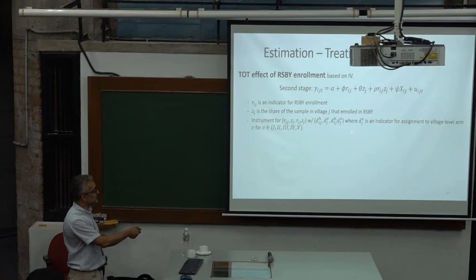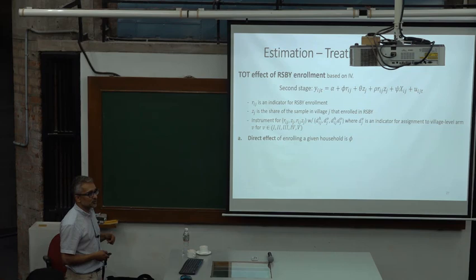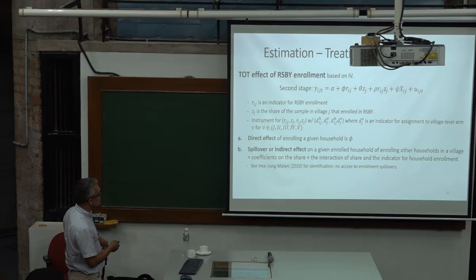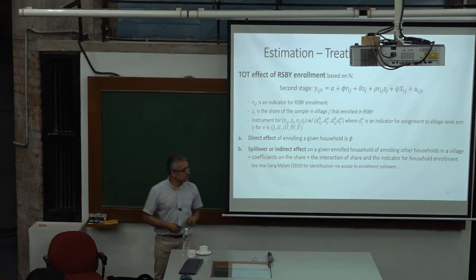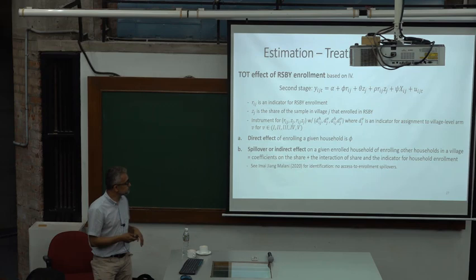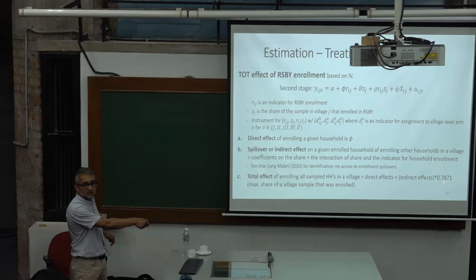Direct effect is unsurprising. It's the coefficient on whether or not you enrolled. Spillover effect is the share plus the share times whether you enrolled. The assumption that you need in order to get unbiasedness comes from the same paper. There's got to be no access to enrollment spillovers across villages, okay? Because we're measuring within village spillovers. And the total effect is the sum. We change the amount that we multiply the indirect effect to 0.78 because that's the highest number we see in our sample, that fraction of households that enroll in the population.